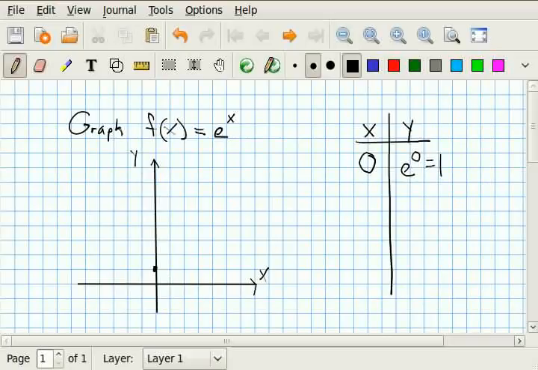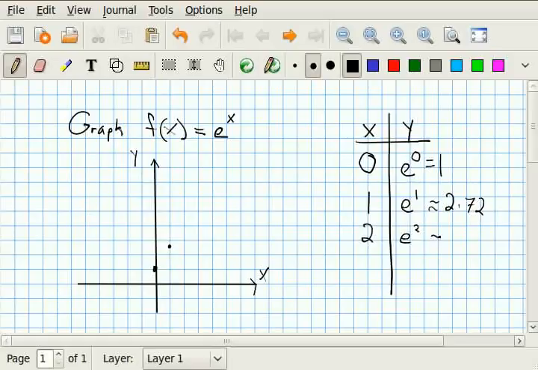Each little tick mark is 1 unit. If I put 1 in for x, I would get e to the power 1, which is just e, and that's about 2.72. So when x is 1, y is about 2.7, so we got a point right here on our graph. When x is 2, maybe do one more in the positive direction, y would be e squared.